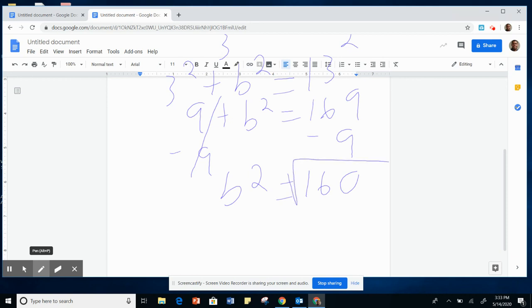And you can get that on your calculator. If it's not an exact root, put that in your calculator and you will get a decimal. And the answer is 12.6.